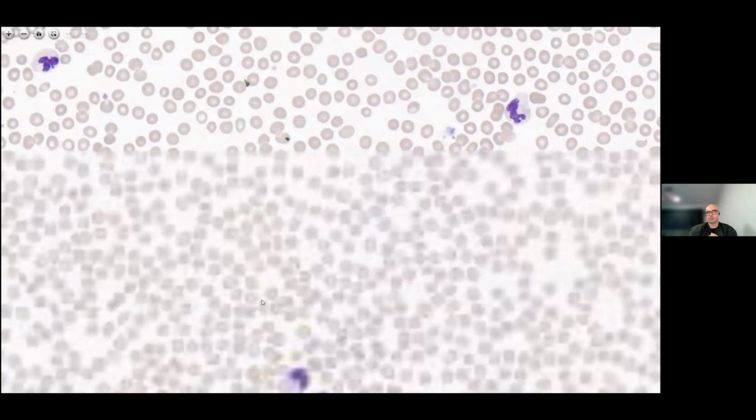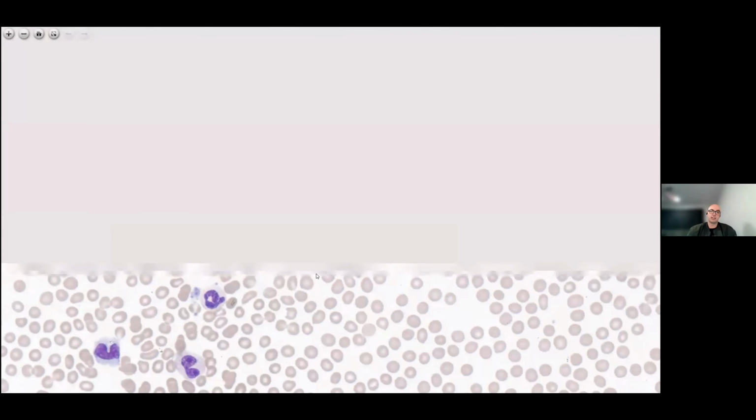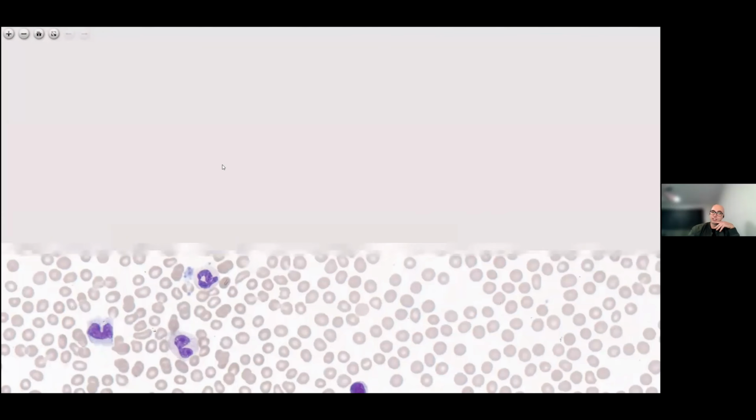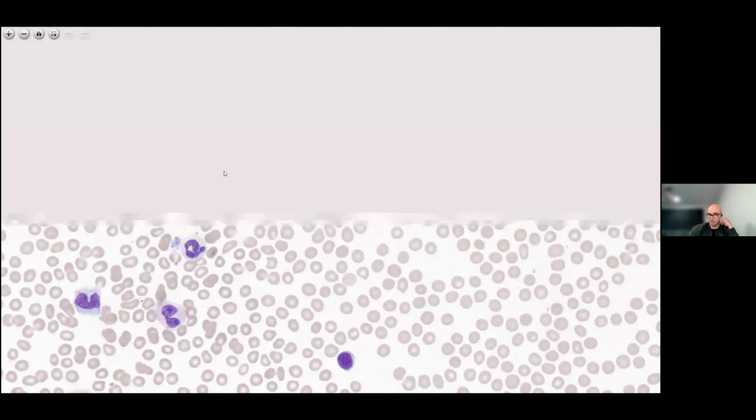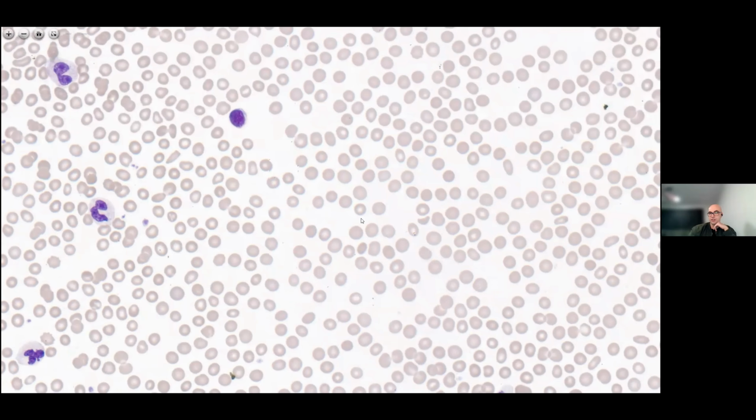I should also explain what a large and a giant platelet is. A large platelet is a platelet that is, I think of it as, greater than a third of the size of a red cell, up to the size of a normal red cell. And a giant platelet would be larger than a normal red cell, the size of a white cell or larger.